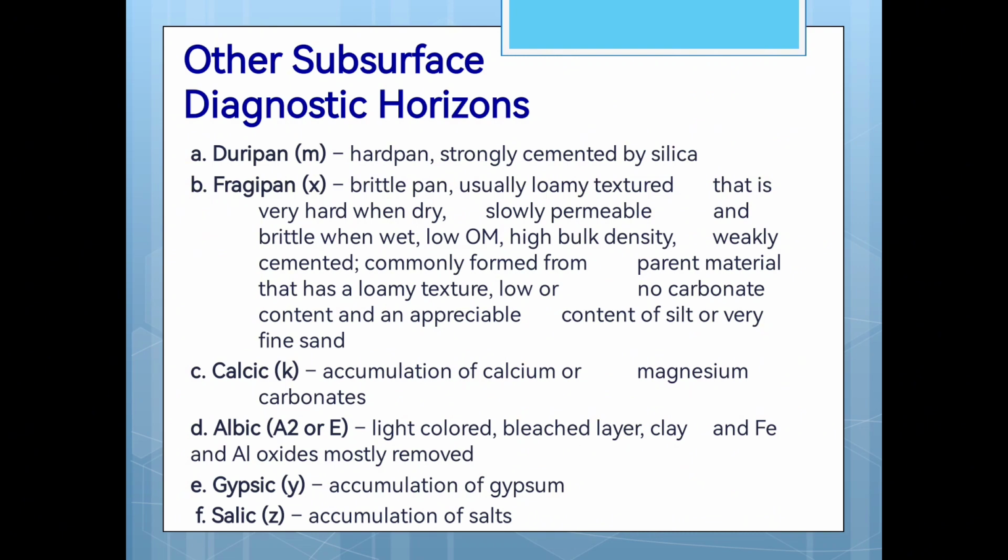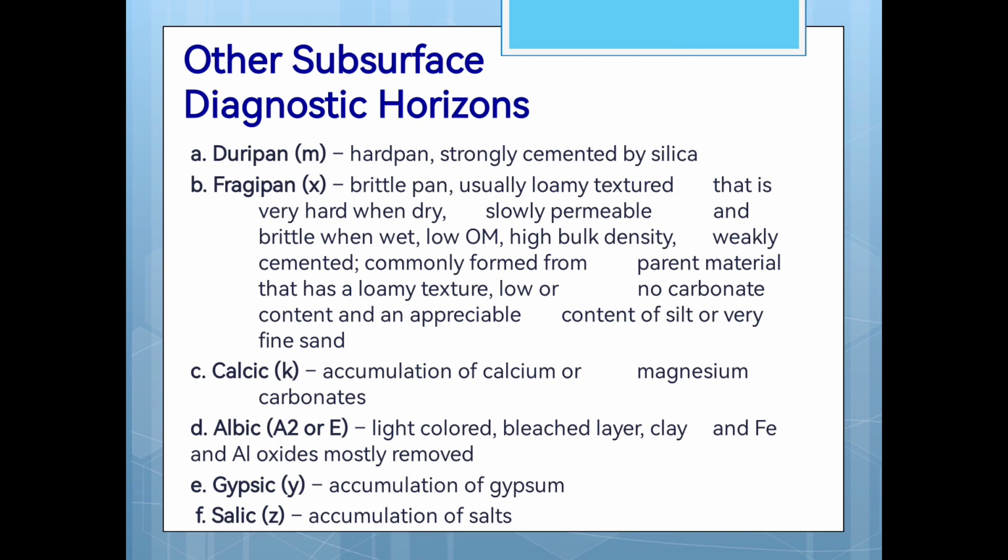So, fragipan. Then we also have calcic. This is the accumulation of calcium or magnesium carbonates. Then we have albic. These are light-colored or bleach layer, clay and iron and aluminum oxides mostly removed. Kaya siya nagiging white. Whitish yung kanyang color. So, light ang kanyang color. Albic. And then you also have gypsic, which is the accumulation of gypsum. And we have salic, which is the accumulation of salts.